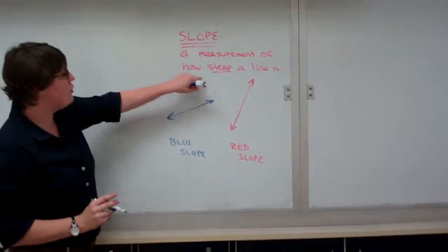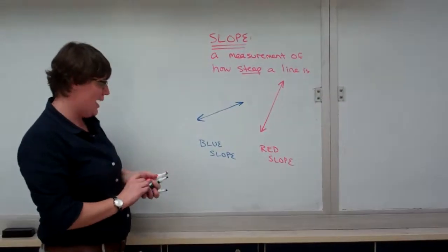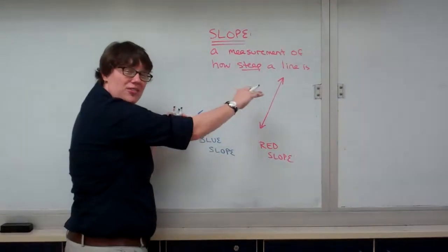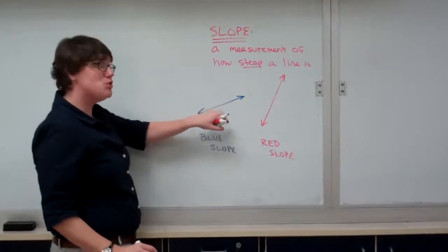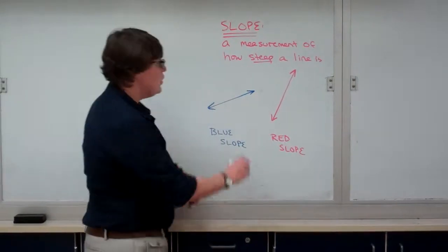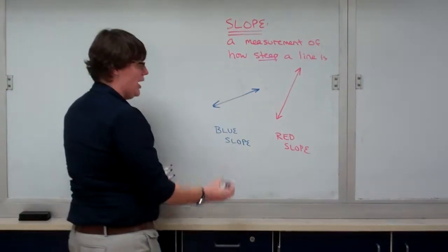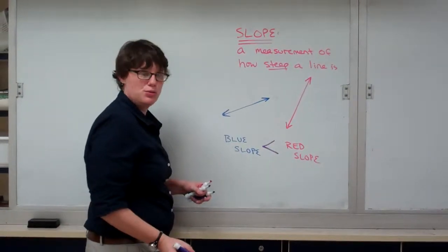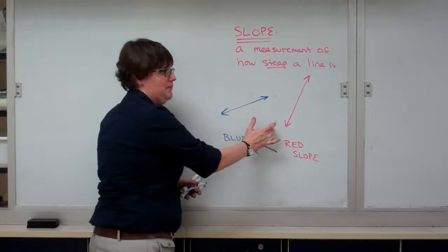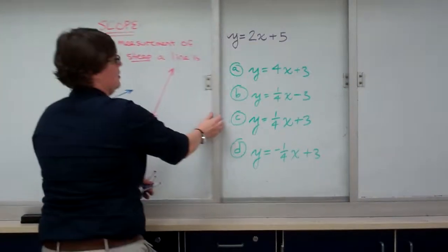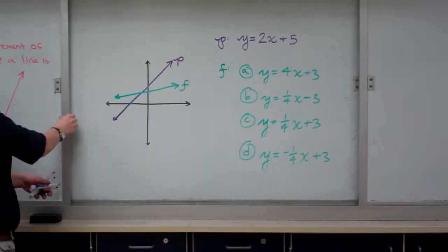In general, since slope measures how steep a line is, a line like this that does not go very fast is going to have a smaller slope than a line like this that is very steep. We could conclude, looking at these two lines, that the red slope would have to be greater than the blue slope, because it's a steeper line. We're going to apply that conceptual understanding to this question right here.